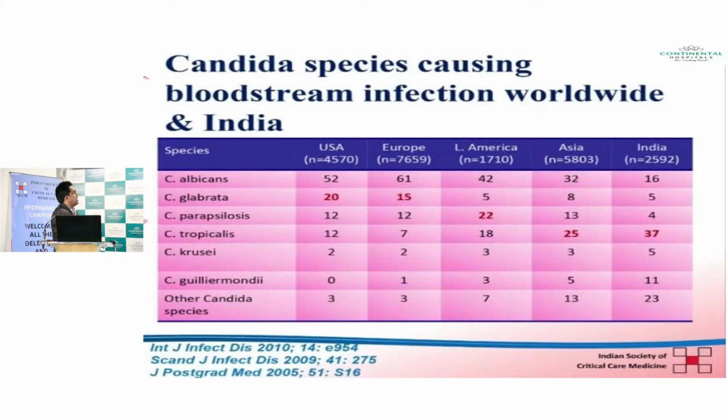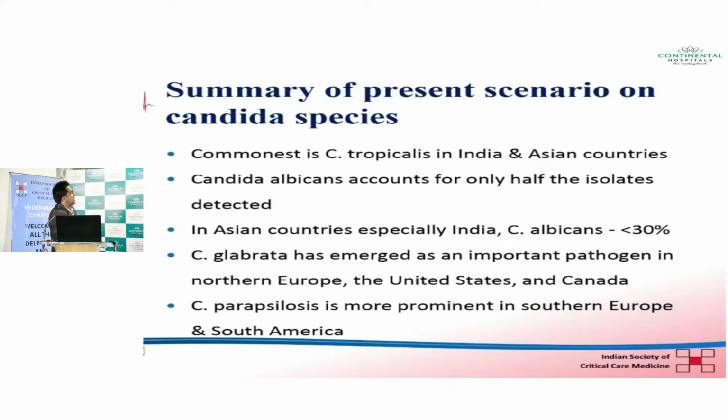Worldwide, albicans is still the commonest in the US and Europe, but in Asia and India, Candida tropicalis is the predominant species. So the summary of this epidemiology is that Candida tropicalis is commonest in Asian countries, especially India. Candida albicans is just 30%. We cater to 70% non-albicans species. Candida glabrata has emerged as an important pathogen in the US, and parapsilosis is more prominent in Southern Europe.